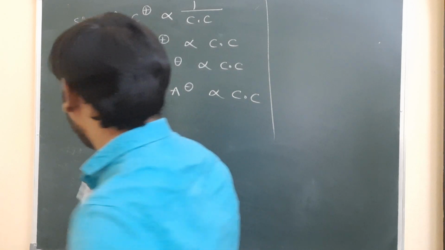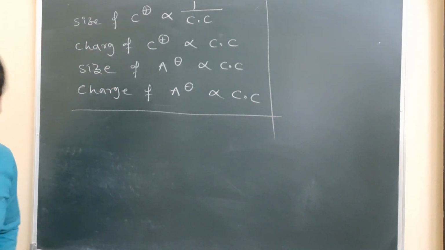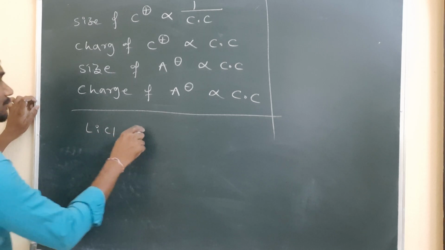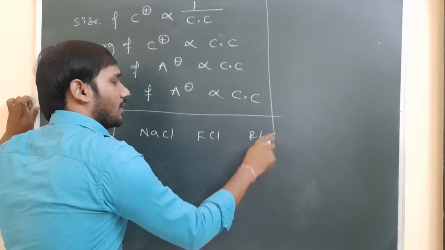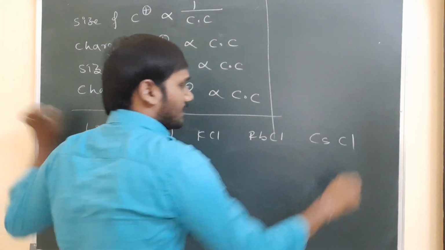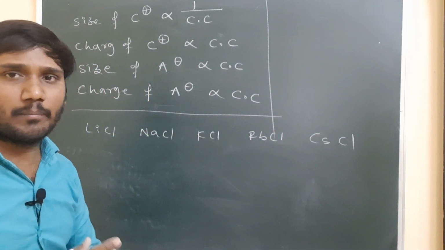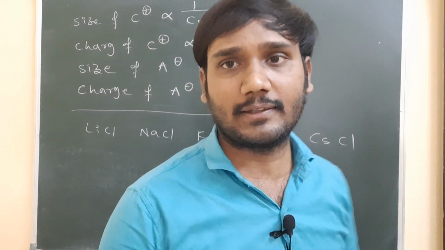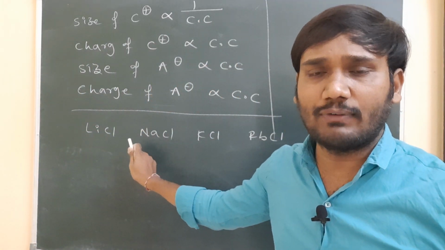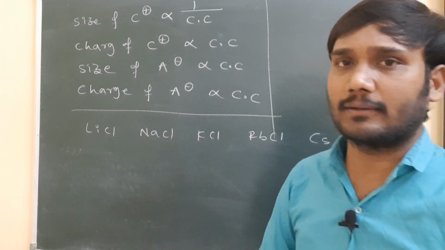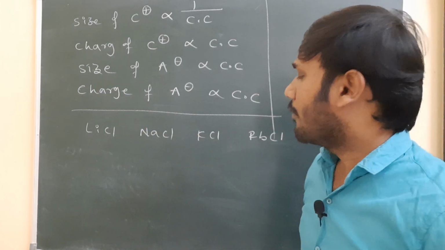For example, I am taking some ionic compounds: lithium chloride, sodium chloride, potassium chloride, rubidium chloride and cesium chloride. Let us see which of the following compounds has more covalent character.